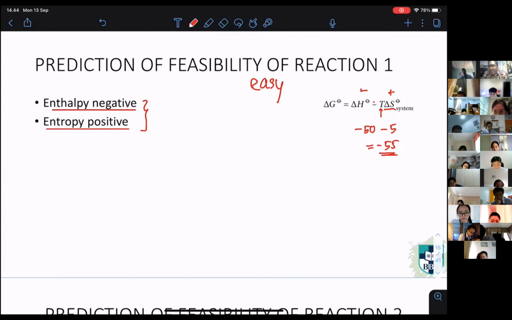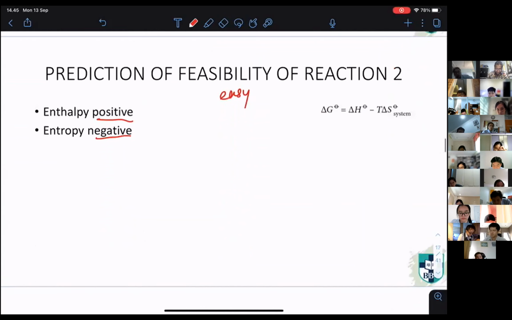At any temperature. That's the reason why I put it as easy. Why? Because at any temperature, this is going to be negative. Therefore, it's spontaneous. If your enthalpy is negative and entropy is positive, if you have this kind of situation, I'll use the same example.